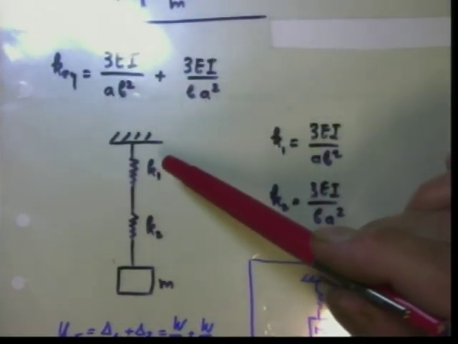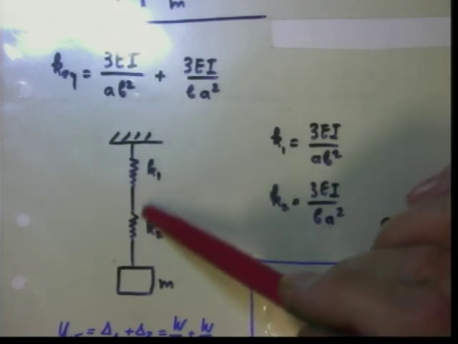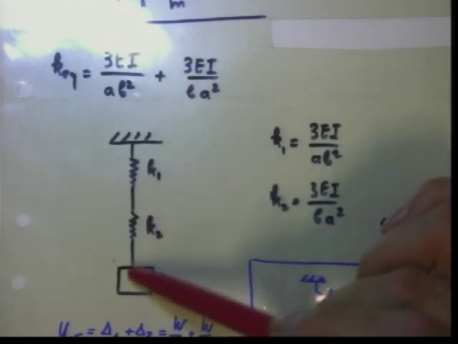What happens if I have here the following thing? Two springs in series, and there is a mass.